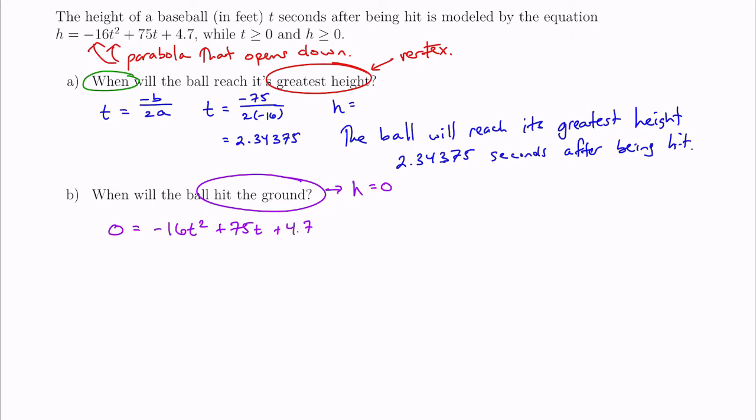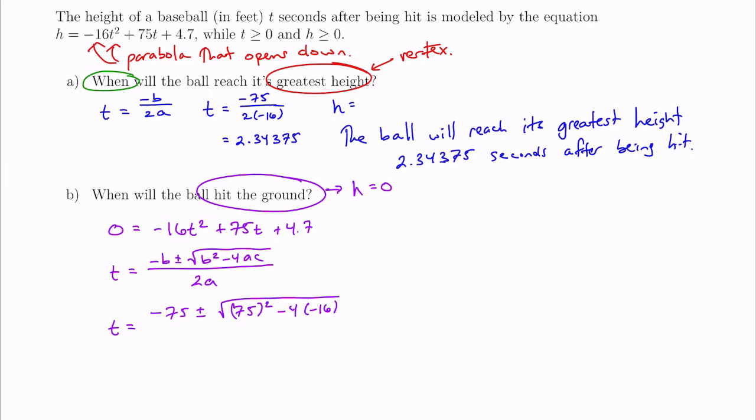To answer this question, we will use the quadratic formula. As a quick refresher, the general form of the quadratic formula is that t is equal to the opposite of b plus or minus the square root of b squared minus 4ac, all over 2a. So in this particular situation, that will become the opposite of 75 plus or minus the square root of 75 squared minus 4 times negative 16 times 4.7, all divided by 2 times negative 16.